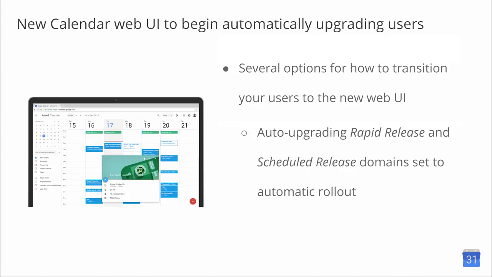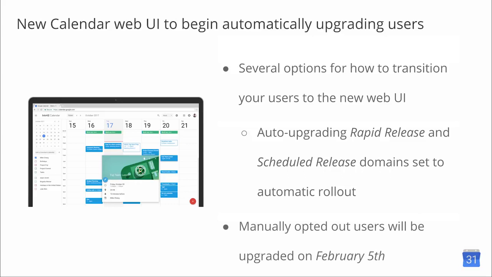In this phase, users will still have the option to opt out of the new UI until February 28th, 2018, when all users will be fully upgraded. Any individual who had manually opted out of the new web UI previously will not be upgraded until February 5th. Additionally, while this opt-out phase does not impact domains whose admins have selected a manual rollout, users in these domains will still be upgraded to the new UI on February 28th, 2018, with no option to opt out.